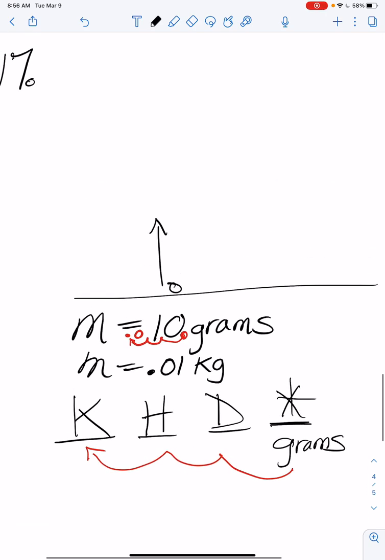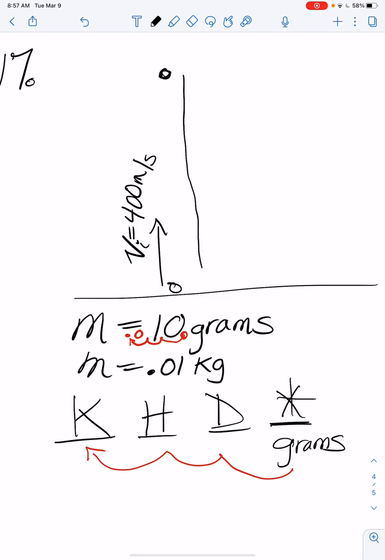All right, and it's fired upwards. I believe the velocity they told us, this will be our initial velocity, is 400 meters per second, and it's going to be in the positive direction. It's going to be upwards. And we want to know what height it gets to at the end. So we want to know what HF is.